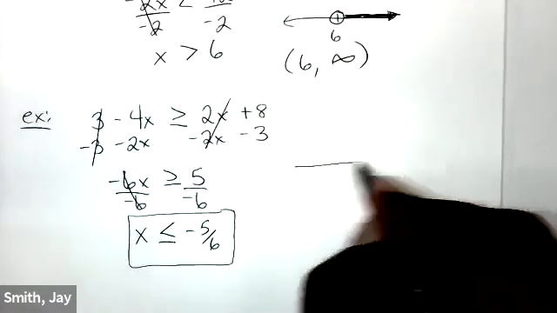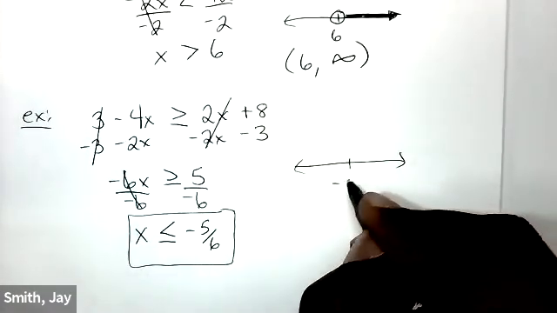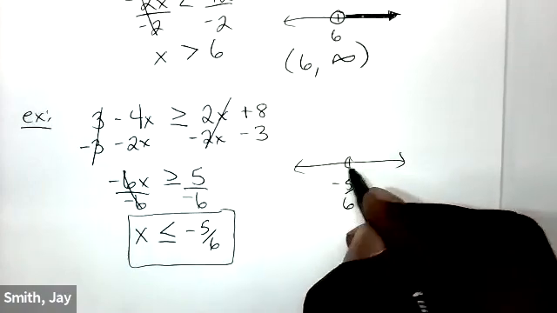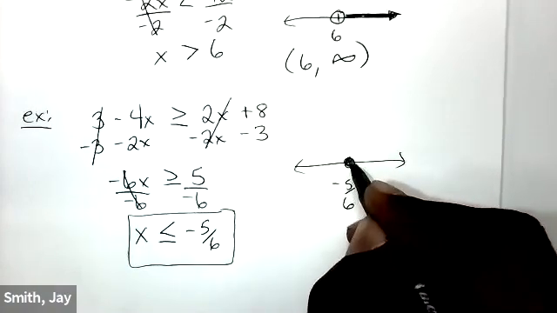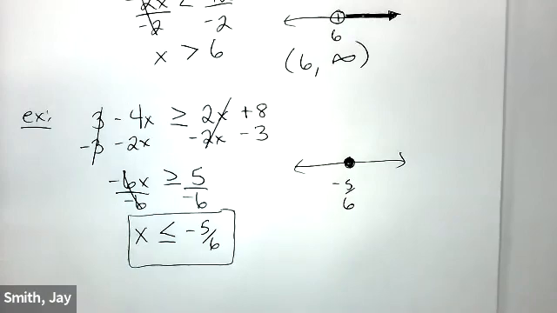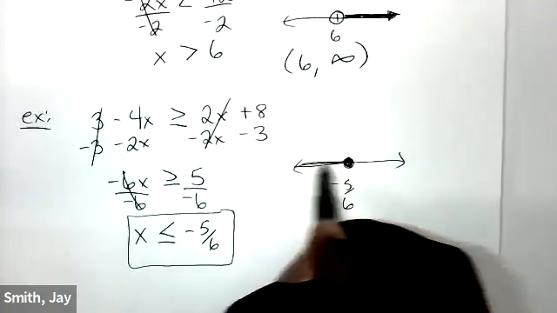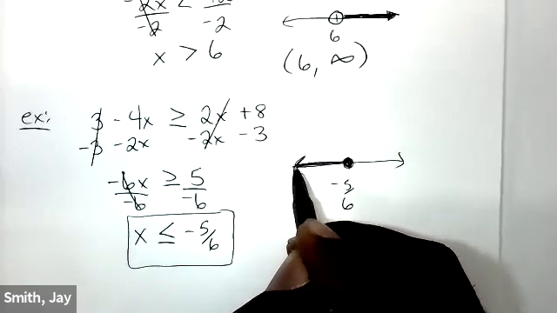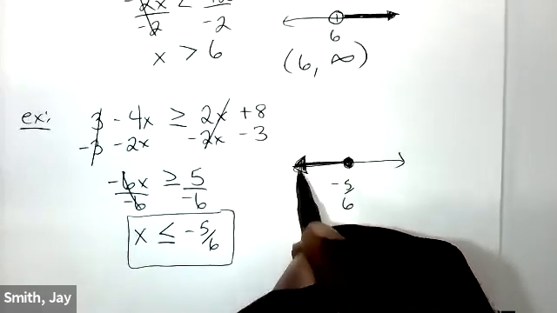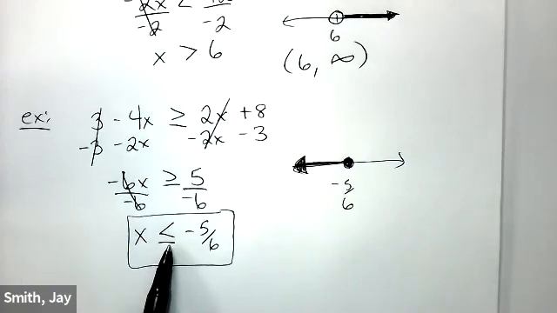So on the number line, we have negative 5/6. This time we'll have a closed circle to show that negative 5/6 is a part of my solution set. We know this because of the or equal to. We're going to shade to the left. Remember that x on the left-hand side is an arrowhead showing which way to shade.